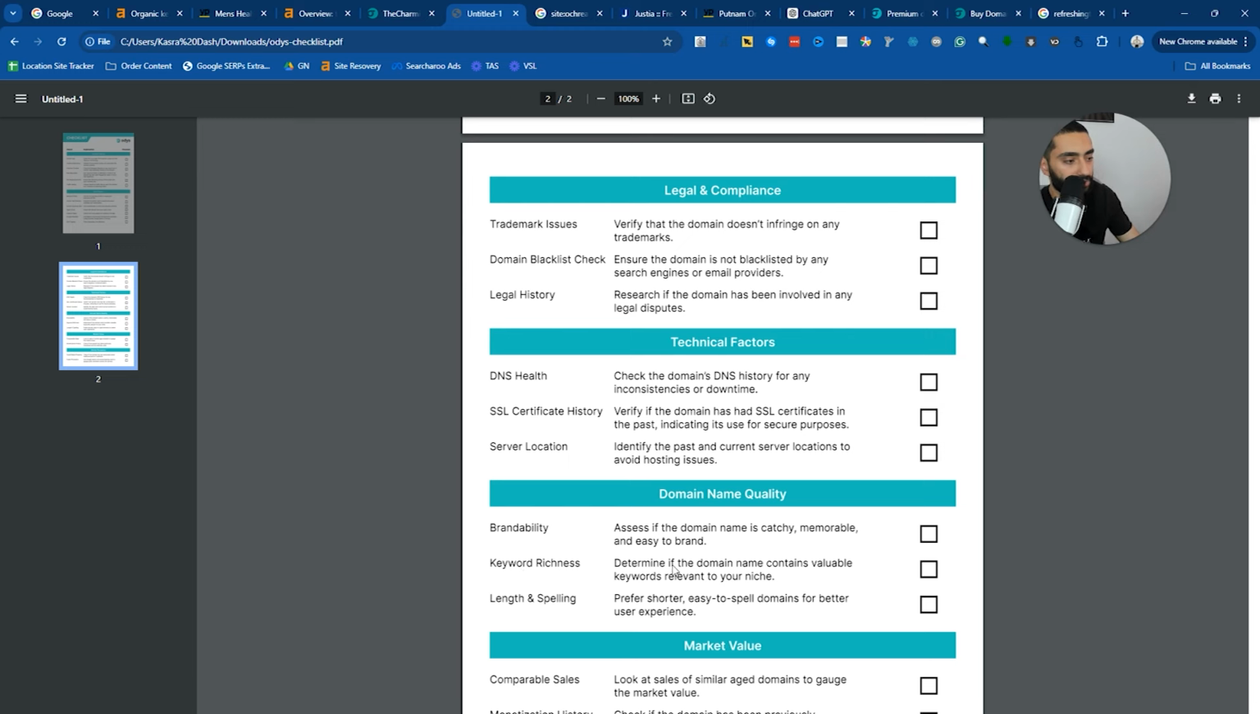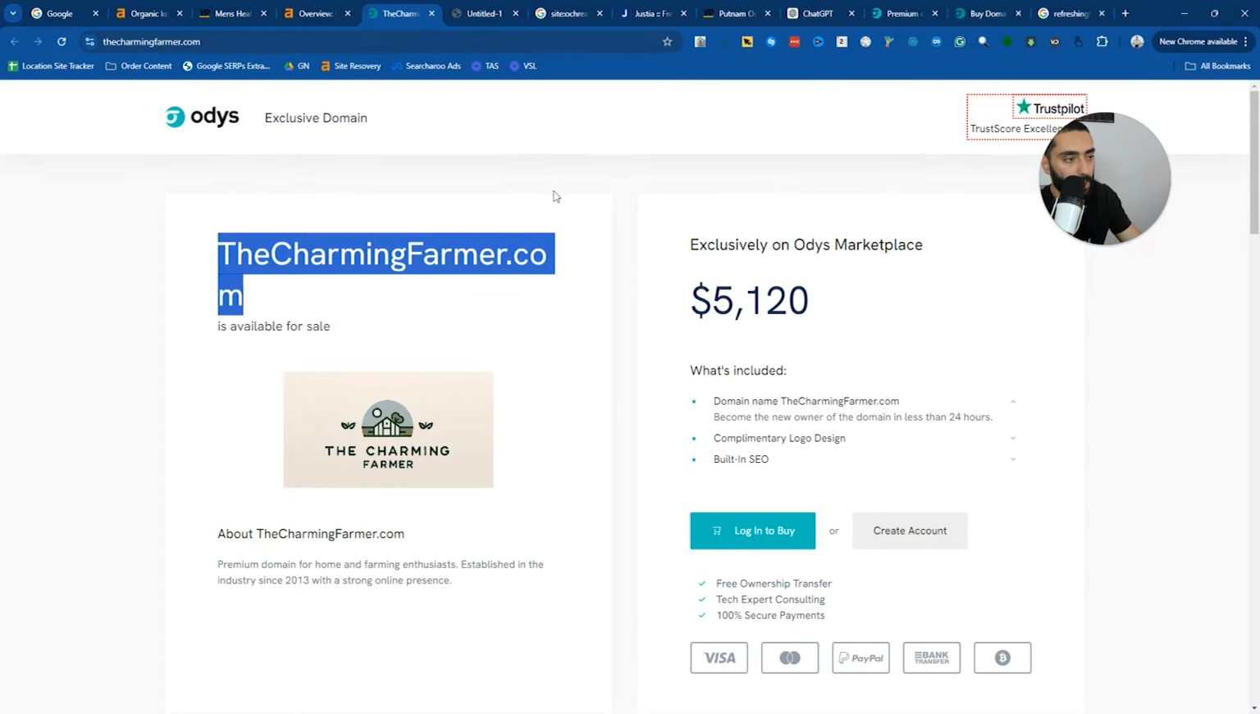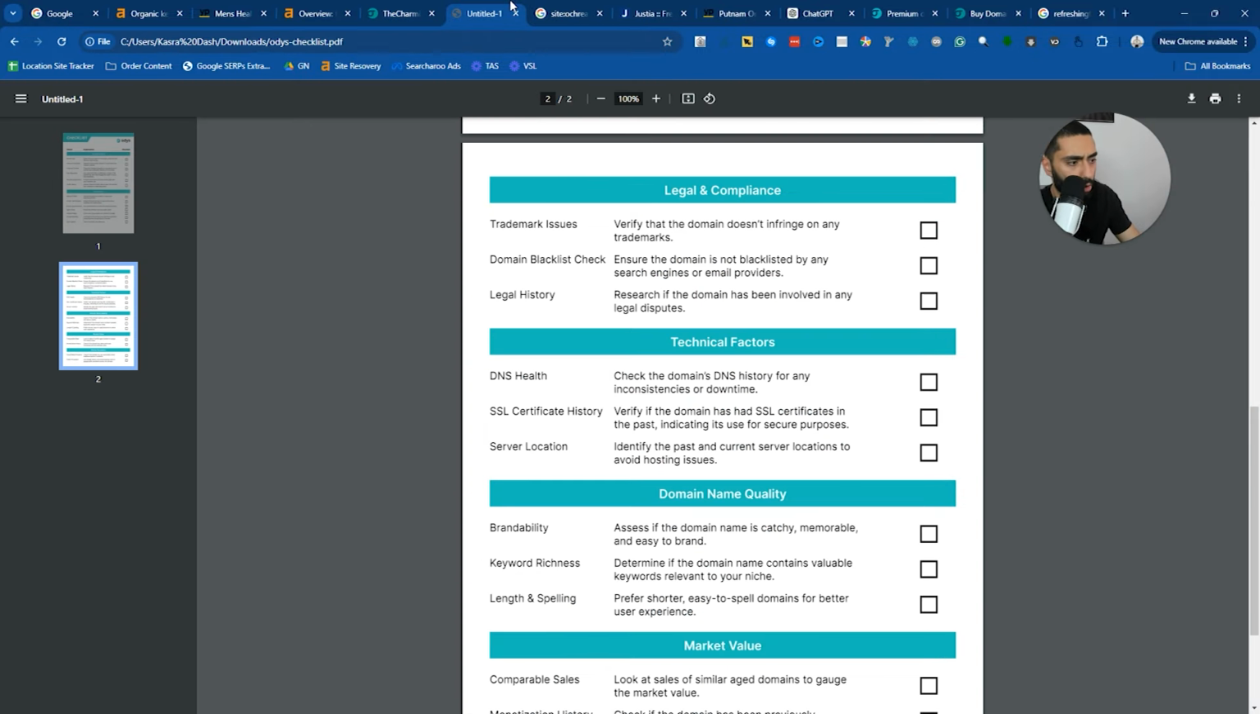Keyword richness, determine if the domain name contains valuable keywords relevant to your niche. So again, like what I mentioned before, you can kind of only have like one or the other. So like if you're going to go down a brandability route, like the charming farmer.com might be like an awesome choice. But if you want to rank for, for example, HVAC San Francisco, you might want to look to see if there's more of an exact match or potentially a partial match as well.